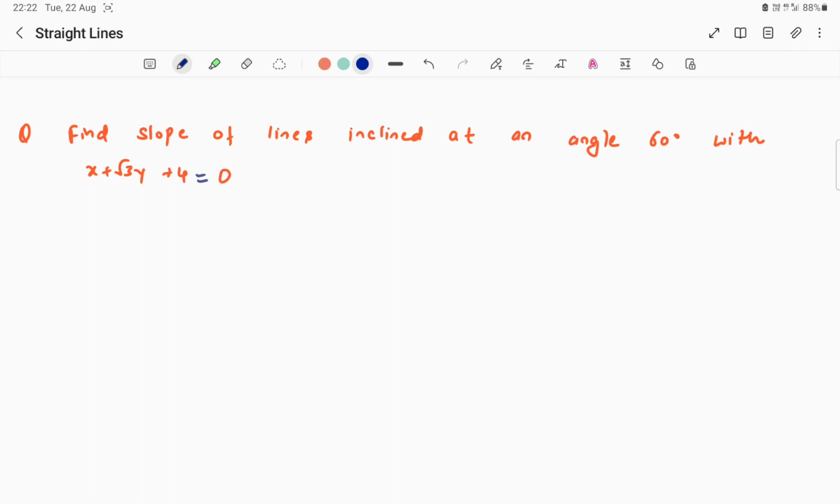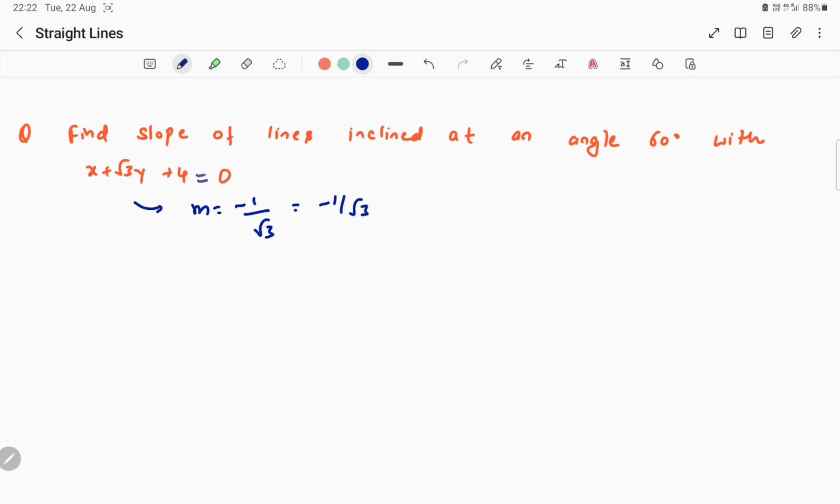Similarly, I hope you can do this on your own, so I will do it. Find the slope of the lines inclined at an angle 60 degree with this. See, you can solve this problem like the previous one. But some problems we can also solve by observation. Here you try to see what the slope is. Slope is minus coefficient of x divided by coefficient of y, which is minus 1 by root 3.